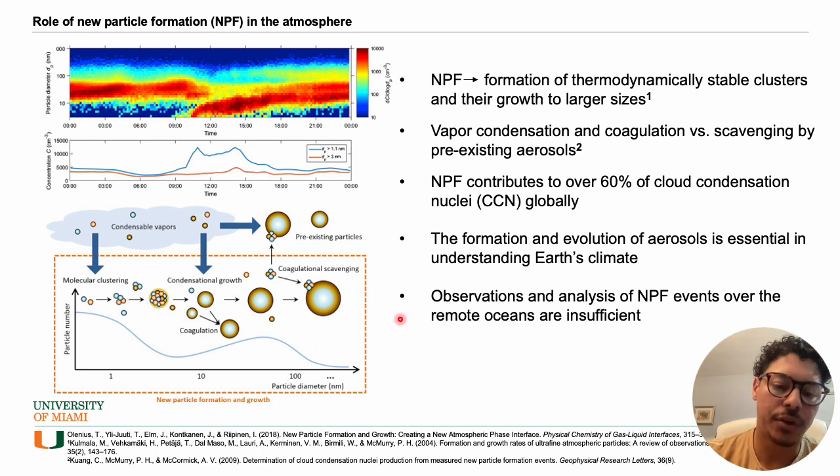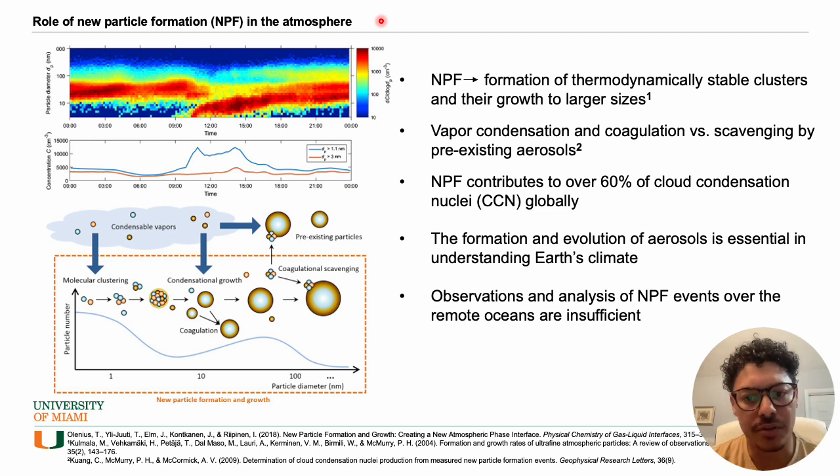The process of new particle formation involves the formation of thermodynamically stable clusters from trace gas molecules and their growth to larger sizes. On the top panel, we see an example of a banana curve where we observe the growth of particles from 1 nanometer to larger sizes. The newly formed particles can grow through mechanisms of vapor condensation and coagulation, depending on the availability of condensing vapors and if they can survive the scavenging by pre-existing aerosols.